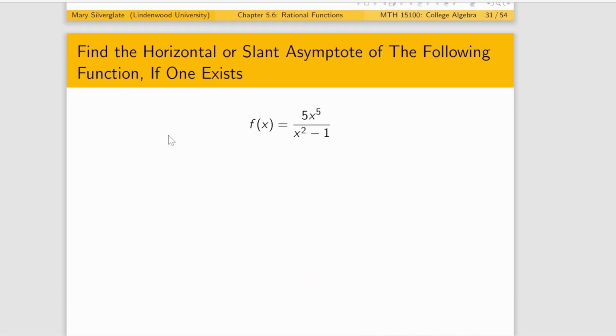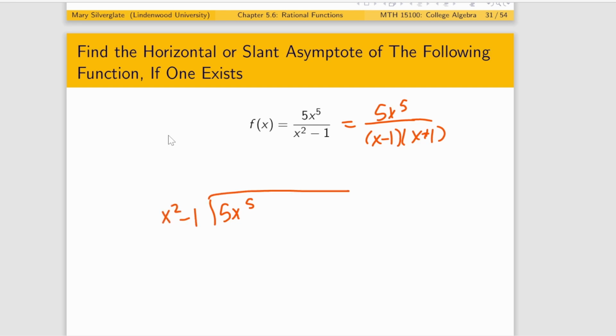Now let's look at this one. So here I've got on the bottom that factors out to x minus 1, x plus 1. That doesn't simplify at all with my numerator, so I'm just going to go ahead and set up my polynomial long division. I've got 5 times x to the 5th divided by x squared minus 1. I would say x squared times what gives us 5x to the 5th, so I do 5x to the 5th divided by x squared. That gets me 5x cubed.